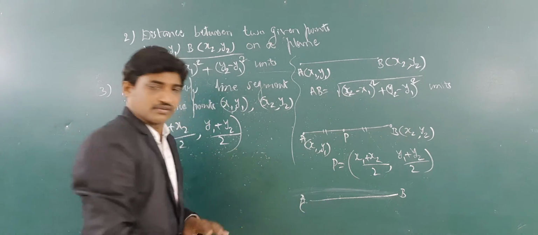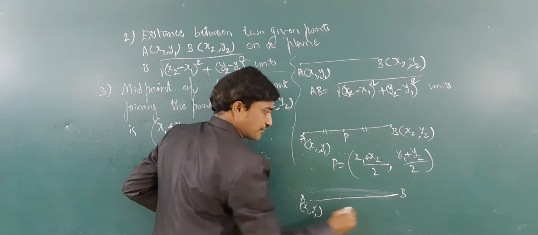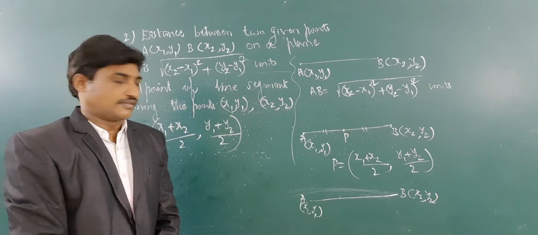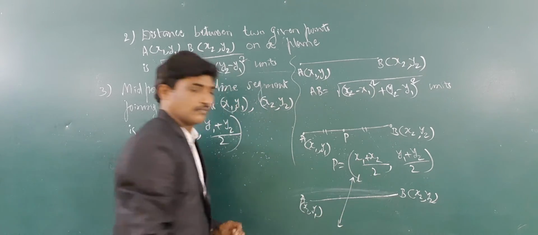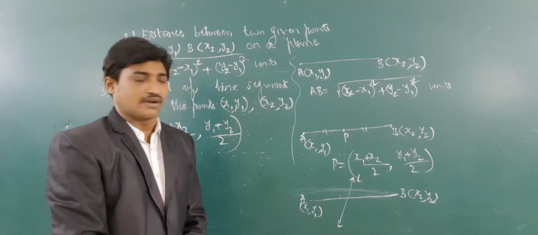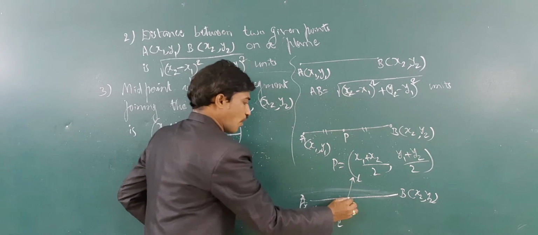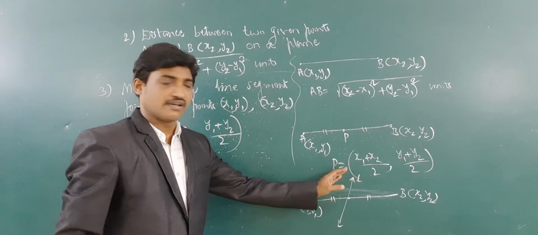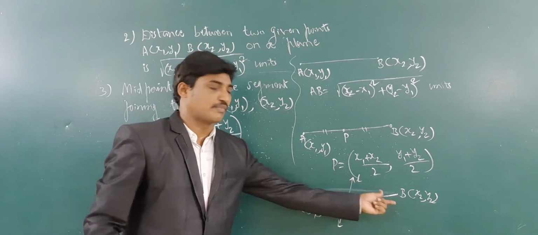A with coordinates x1, y1, B with the coordinates x2, y2. There is a line L in the plane, so that line L divides this line into two congruent parts. Then we can say this line is a bisector of this line segment AB.